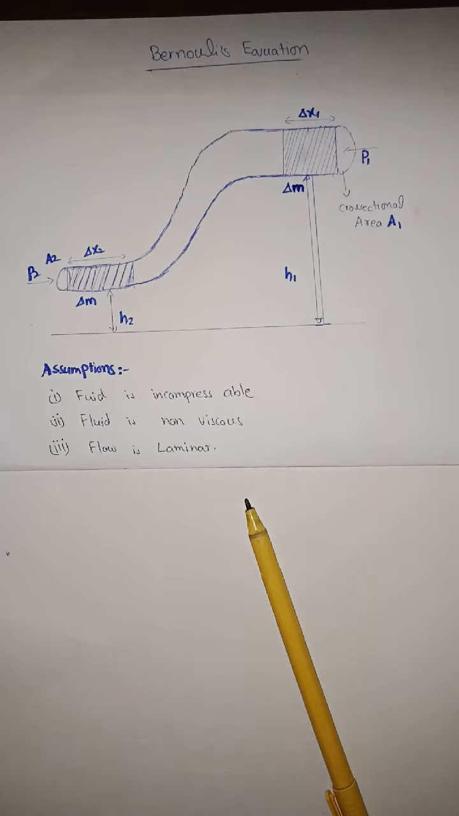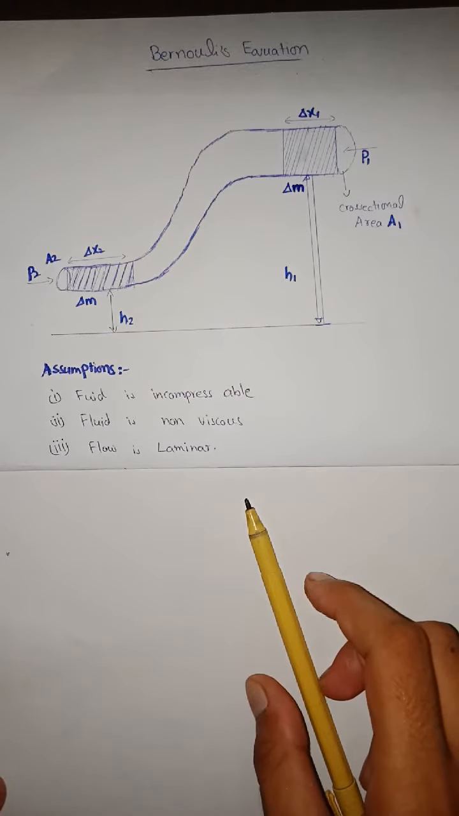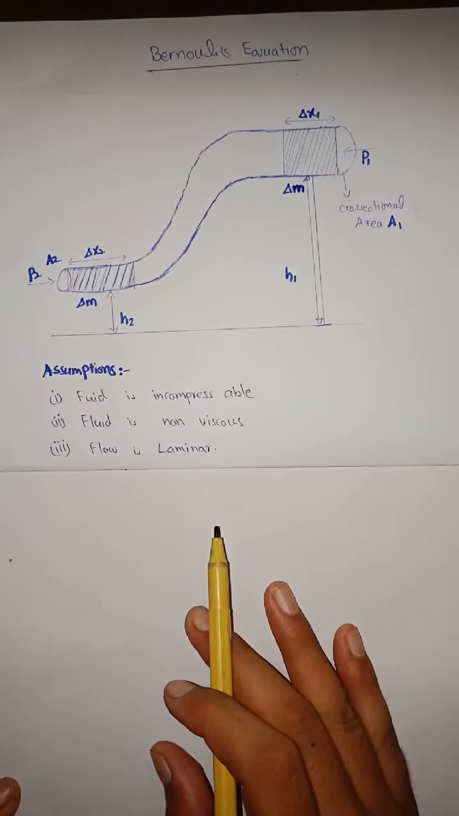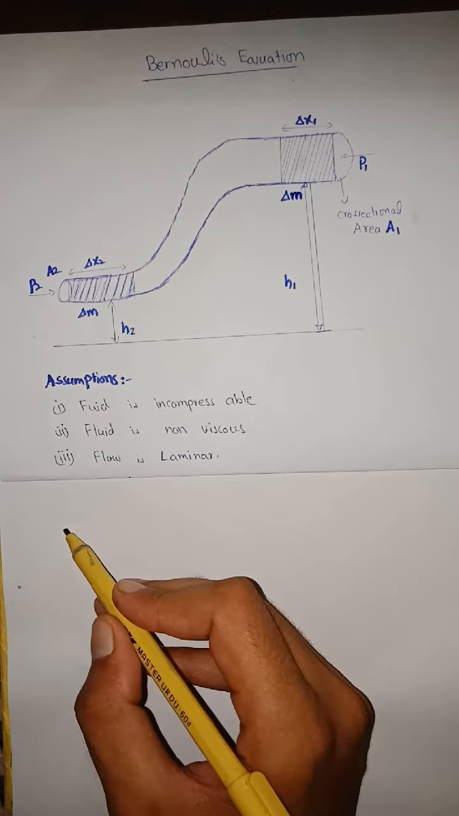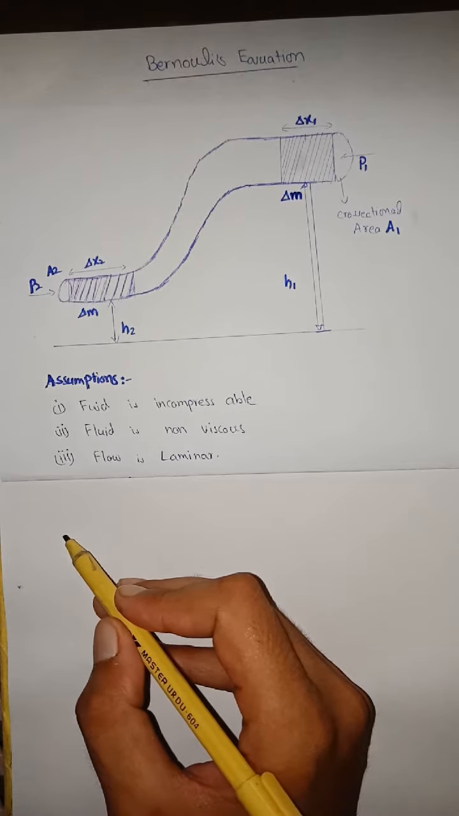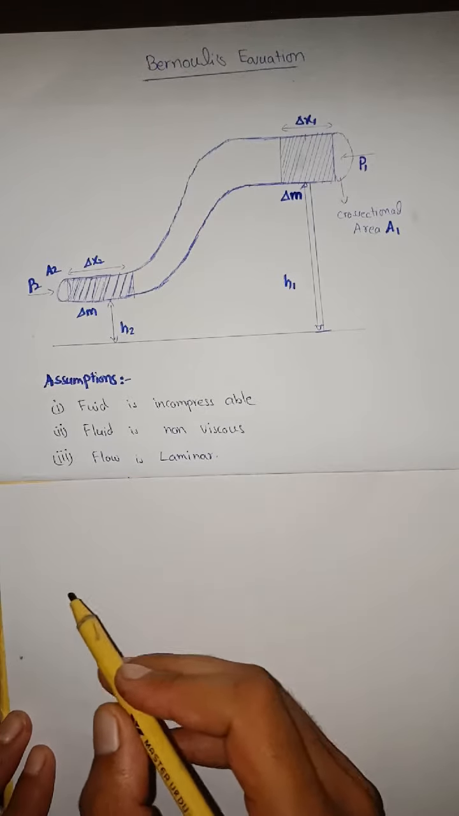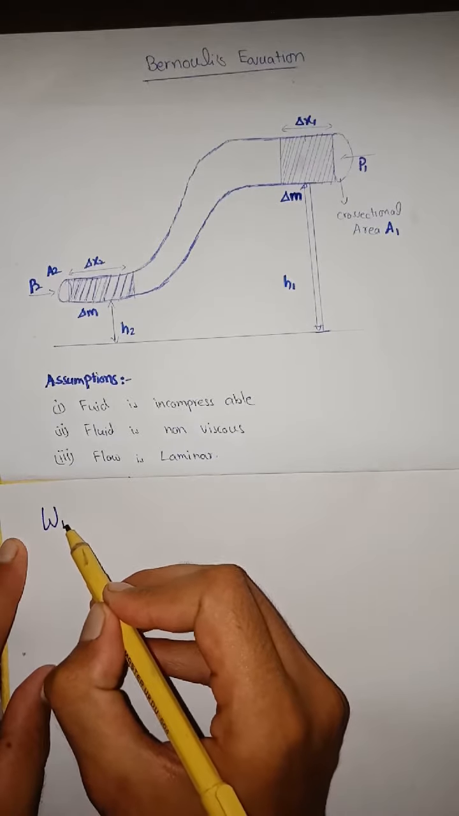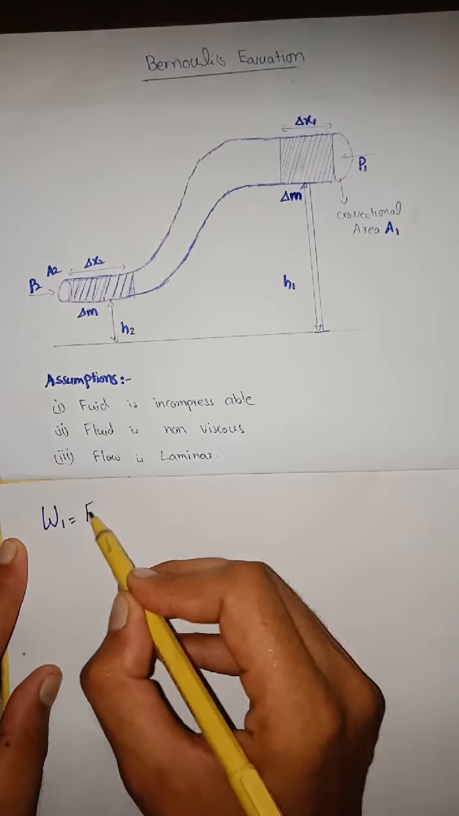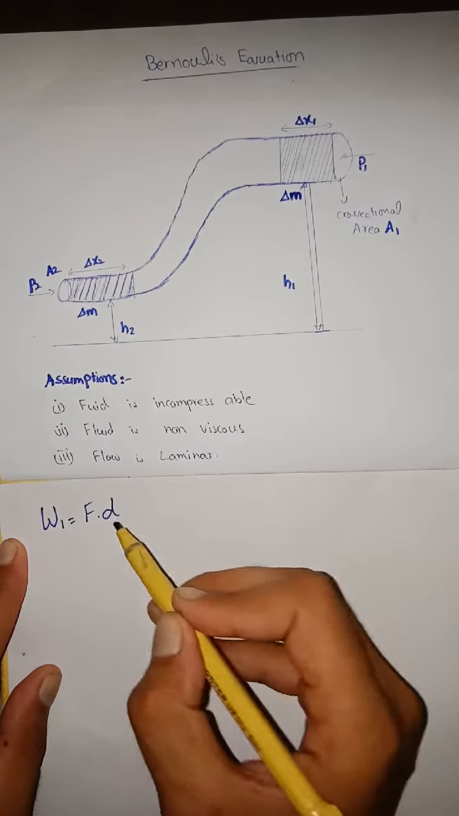The basic principle of derivation of Bernoulli's equation is that the work done on the liquid is equal to the change in its kinetic energy and gravitational potential energy. So we will start from the work. First I will find the work done on the liquid at the upper end. We are all familiar with the definition of work. For the upper end, I will say W1 is equal to F dot d.